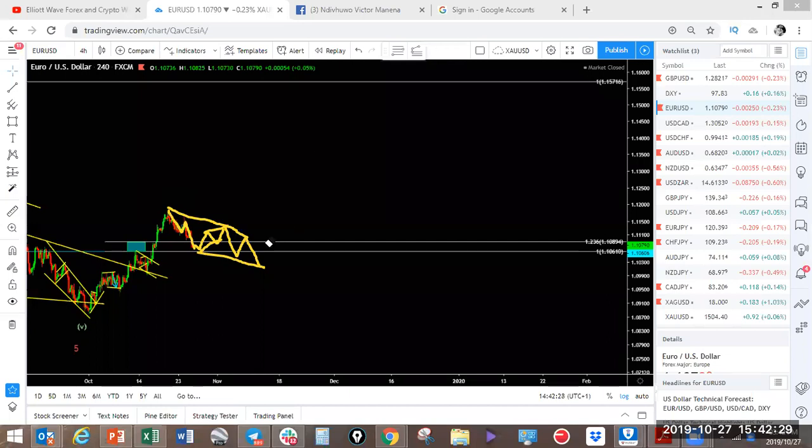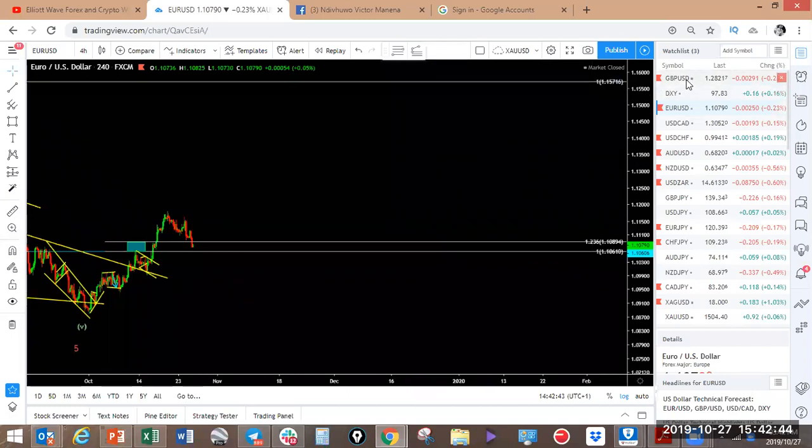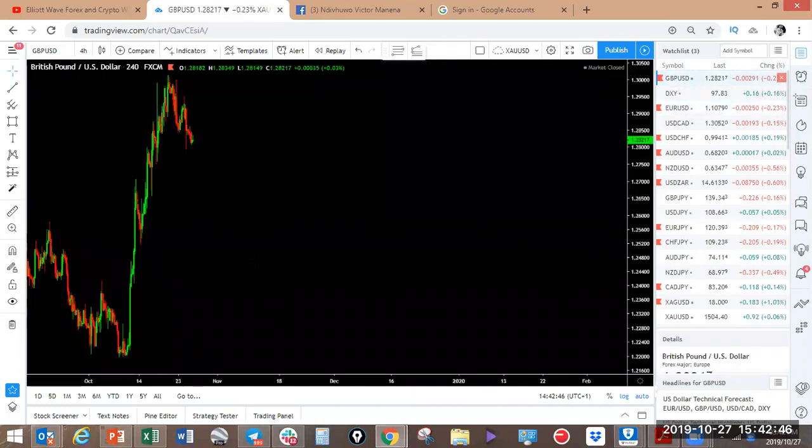A sell setup will be this. This will be a sell setup if we get a corrective structure, and then we'll be looking for this to come down. Okay, so unless we get that, we'll be looking for this to come back here and push higher. That is Euro US dollar.